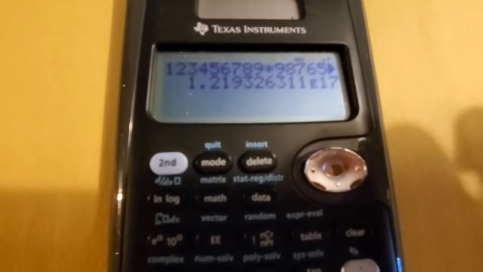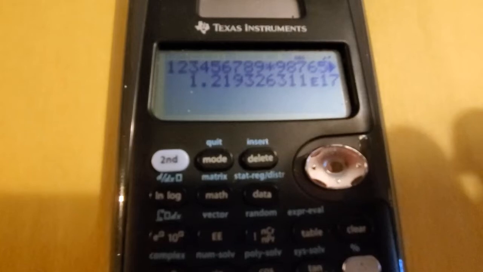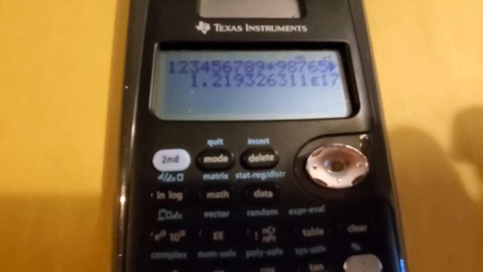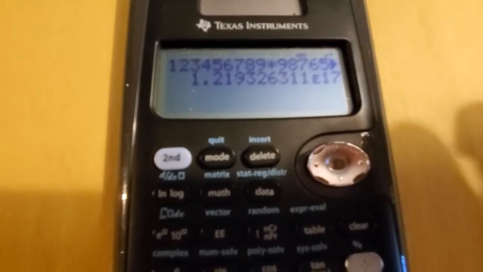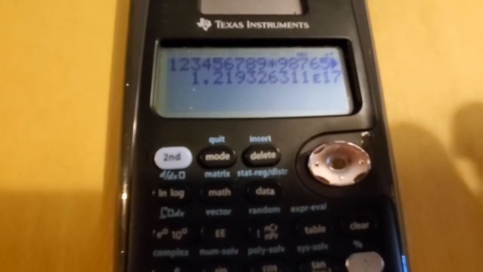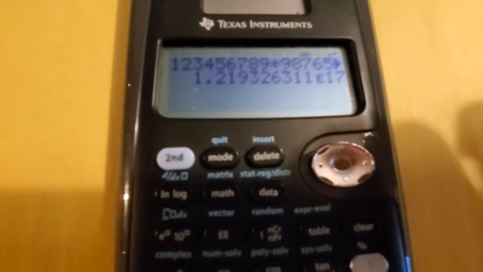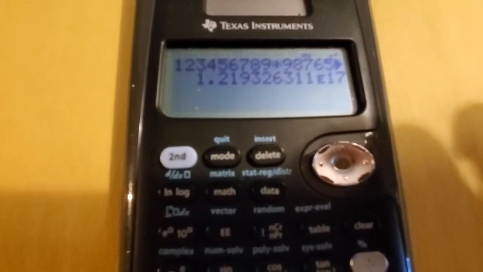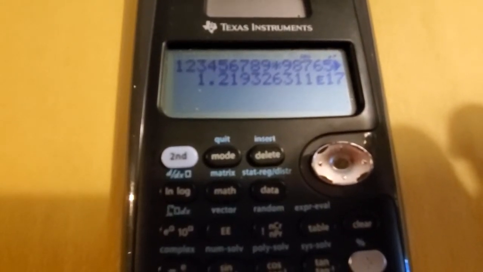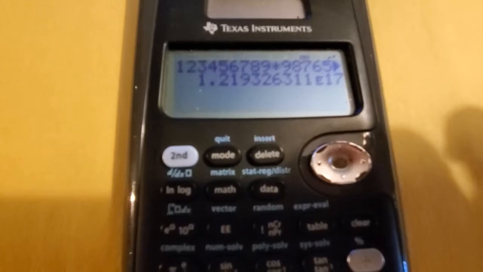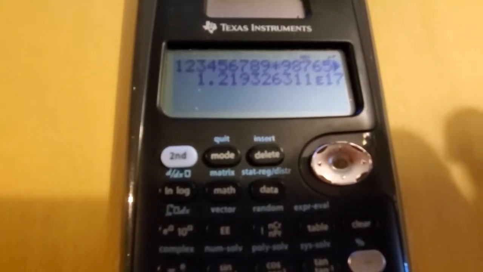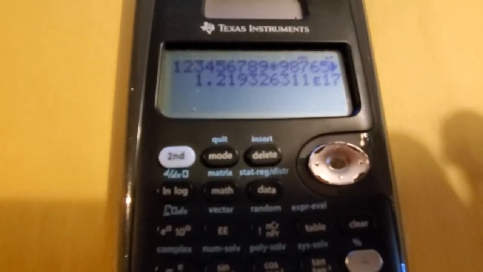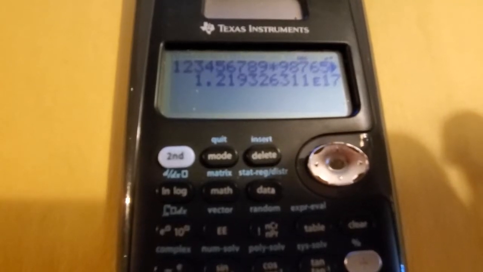So we start out like normal with that big long decimal, 1.219326311, and then there's a capital E 17. So the E is standing in for times 10 to the power of. So I need to know when I see that E on this calculator that it's really telling me this is a scientific notation answer. And my answer is 1.219326311 times 10 to the power of 17.